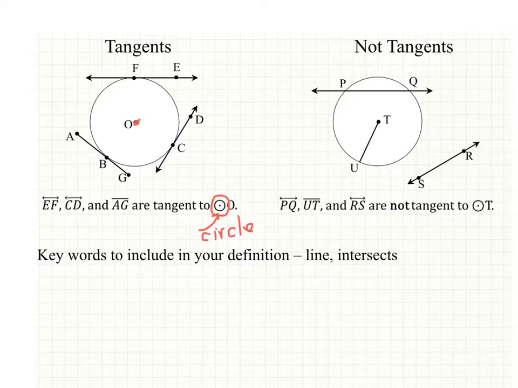So a tangent is a line that intersects the circle at one point. It could also be a segment. So it intersects the circle at one point. This is not a tangent, it's a secant. This is a radius. This is a line that does not intersect the circle, so it is not a tangent, it is not a secant. This segment is not a chord.